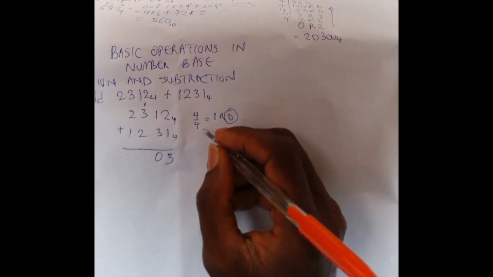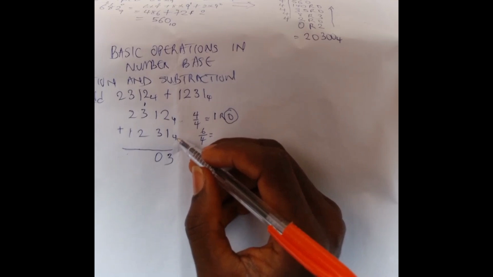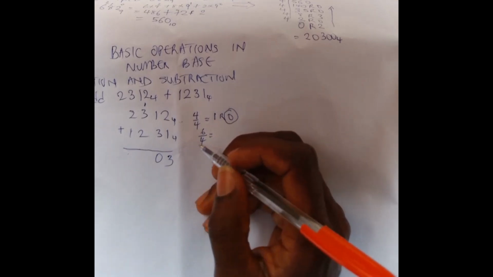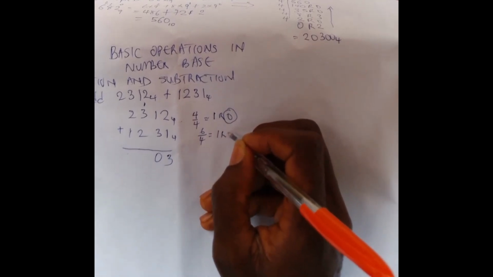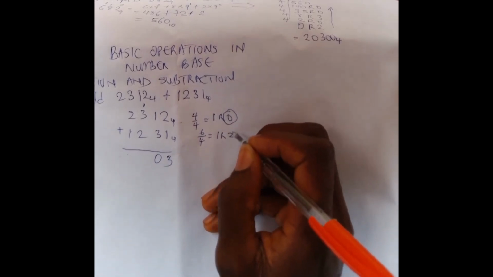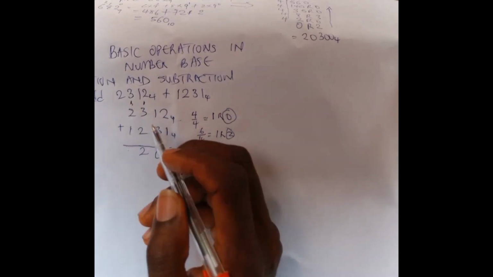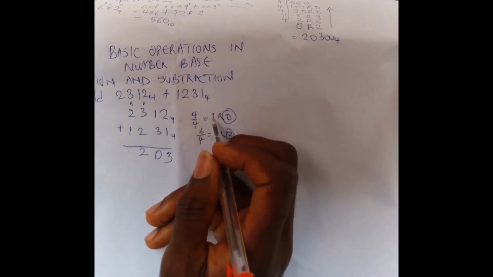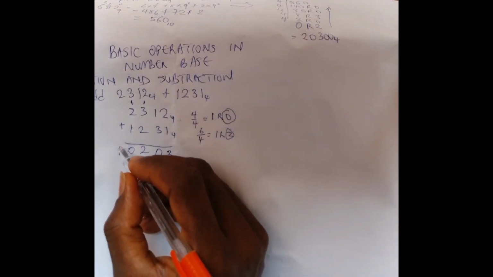6 divided by 4. Why are we dividing by 4? Because it is more than the base number. So any number that is the same as the base number or higher than the base number, you divide it by the base number. So 6 divided by 4 is 1 remainder 2. So you write this 2 and take the 1 up. 1 plus 2 is 3, 3 plus 1 is 4. 4 divided by 4 we get 1 remainder 0. So write the remainder first, then write the 1 at the front.